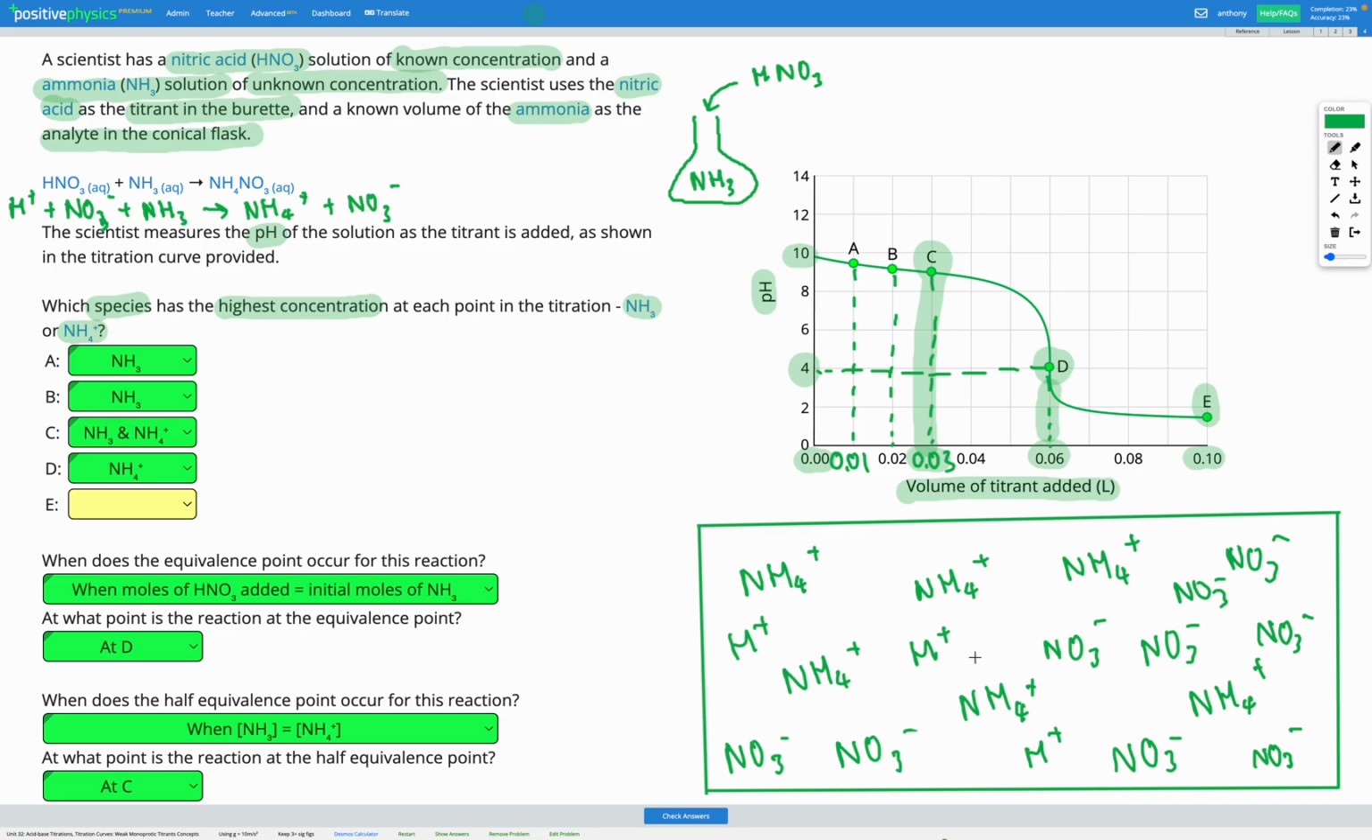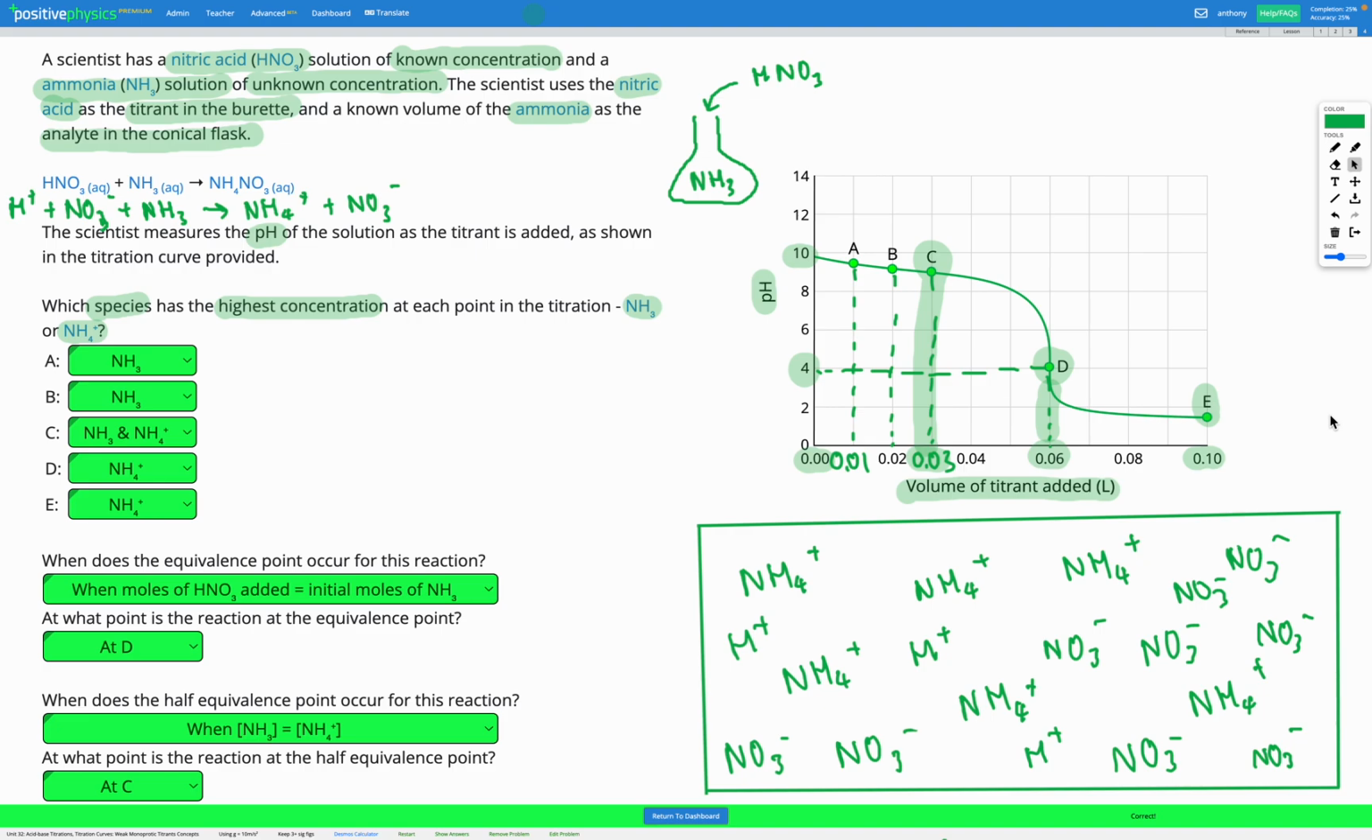Now there's no NH3 left for the H plus to react with. So the H plus is just going to remain in solution. So that's why we end up with our pH getting lower and lower. It's because we're adding more H plus that's staying in our solution, making the solution more acidic. So again, at this point, NH4 plus has the highest concentration because we don't have any NH3 left. It's all been converted to NH4 plus at that point.